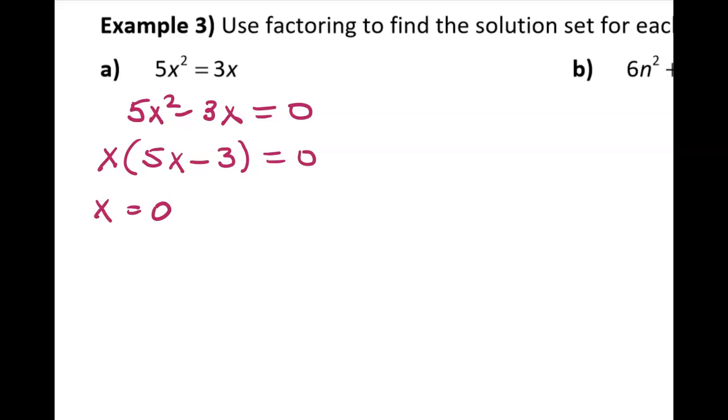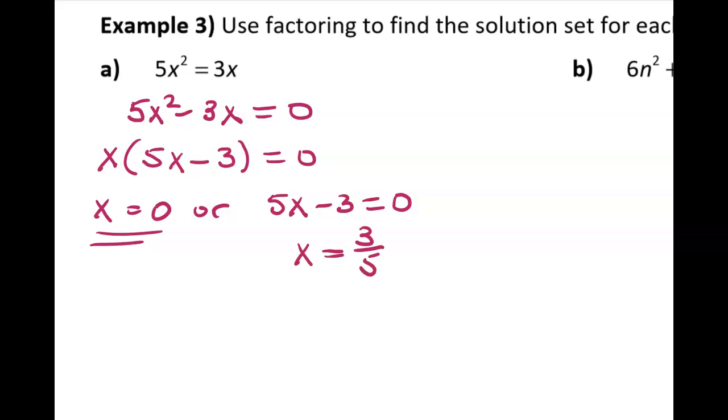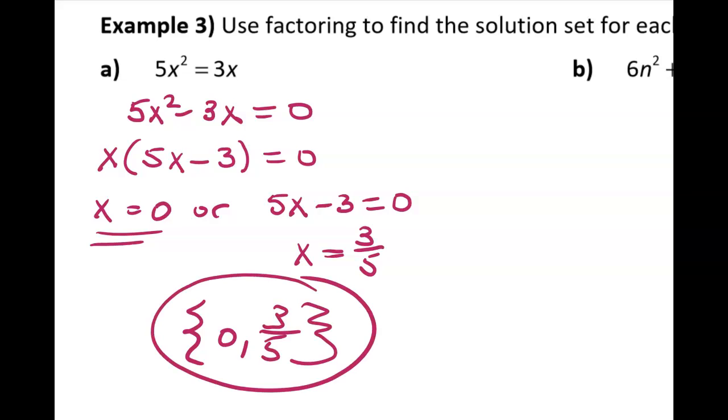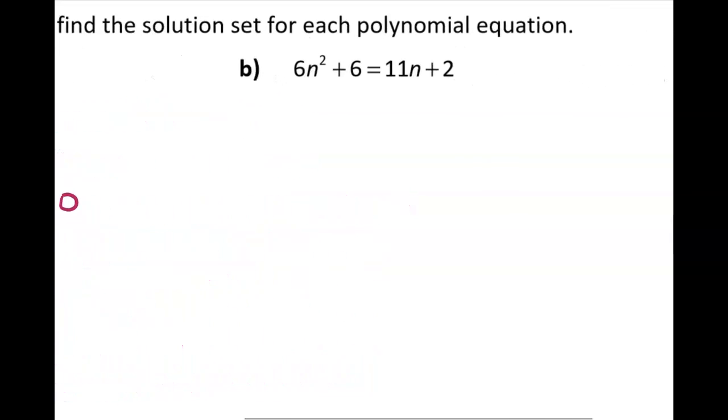And then we can use the zero product property to write x equals 0 or 5x - 3 is equal to 0. This one's already solved. Add 3, divide by 5, that gives us 3/5. So we do have 2 solutions, 0 and 3/5. All right, let's check out another example.